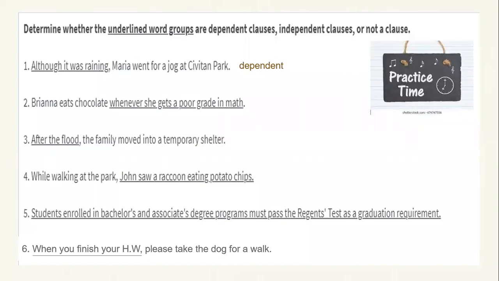It is dependent also. Why? Because we have whenever, and whenever is one of the wabbits. Whenever is one of the wabbits. Now, number three, what do you think about it?